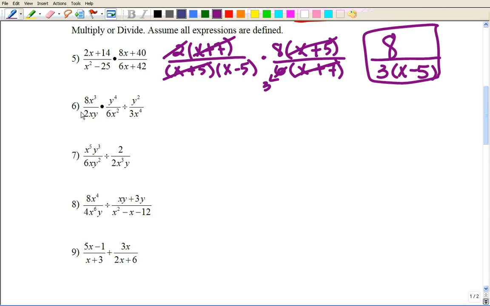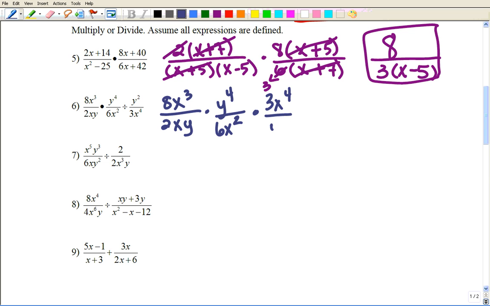Okay, looking at the next example. Alright, so I've got multiplication and division. I'm just going to go ahead and flip this second thing. Remember, if you have division, you can take that second thing and flip it upside down and make it multiplication. So I have 8x cubed over 2xy. We'd still have that times y to the 4th over 6x squared. But then this y squared over 3x to the 4th, if I change this to multiplication, I'll have 3x to the 4th over y squared.